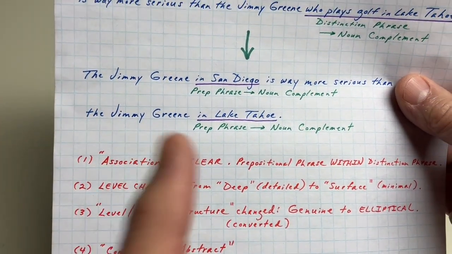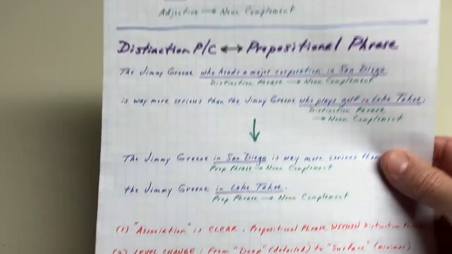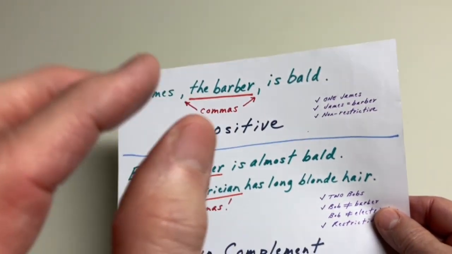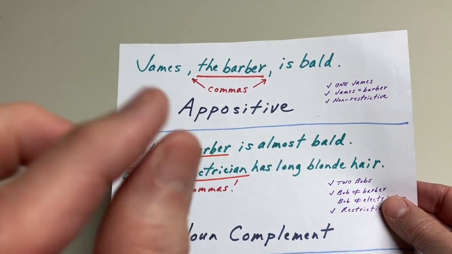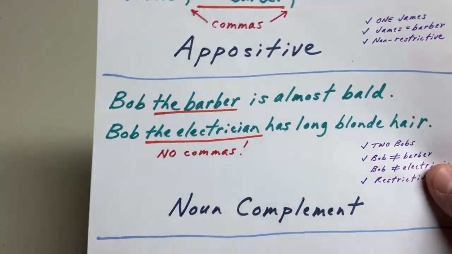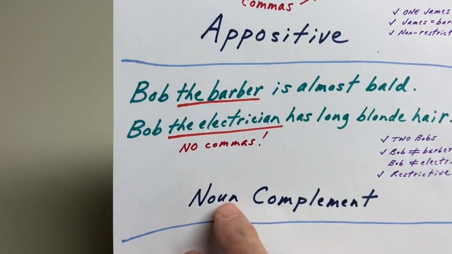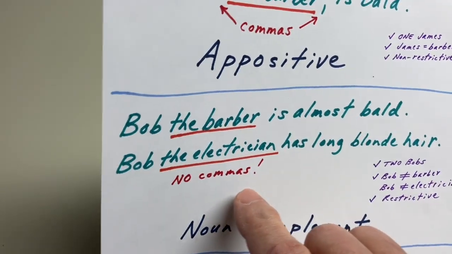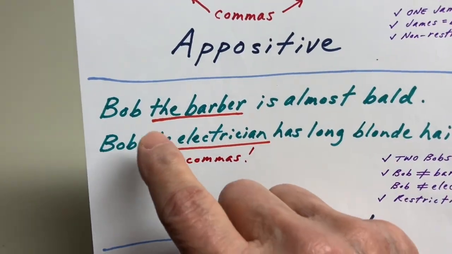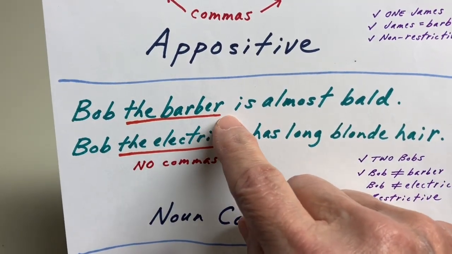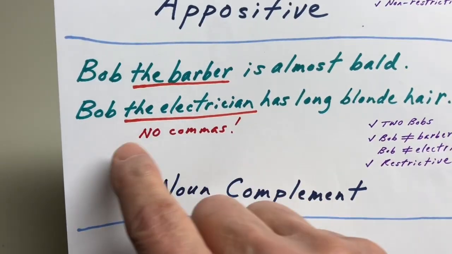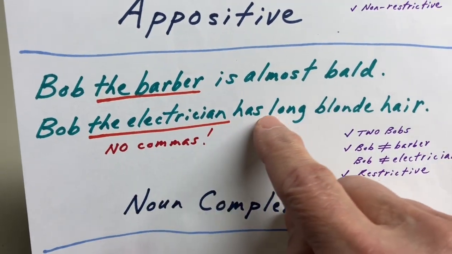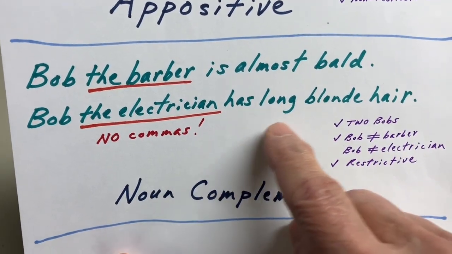But what about the abstract sense? Well, when we talk about the abstract sense, we have to keep in mind that in my previous videos, I stressed the importance of commas and context. So let's look at a previous example when I talked about noun complements. All right, here's two examples here. I talked about Bob the barber, and I said Bob the barber is almost bald. Then I showed you that Bob the electrician has long blonde hair.